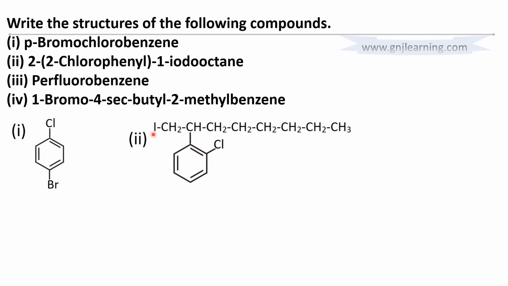So let us look into that compound. This is 1-iodo, 2, in the bracket you have to write 2-chlorophenyl, octane. So 1-iodo octane. Clear? So this is how you get it.